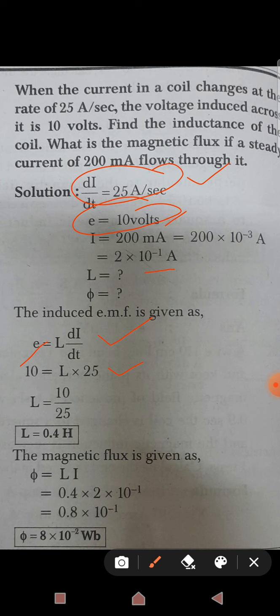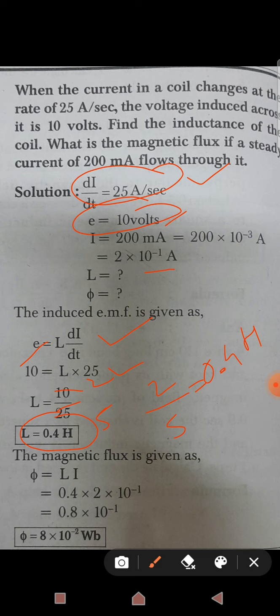L is equal to 10 upon 25. So you can divide: 5 2s are 10, 5 5s are 25. So 2 upon 5, that is nothing but 0.4 Henry. So remember, Henry is the SI unit for the self inductance. So we have got the answer for the first, that the self inductance will be 0.4 Henry.